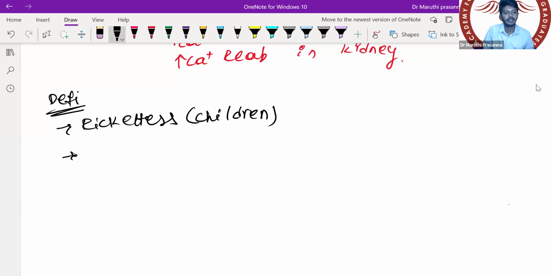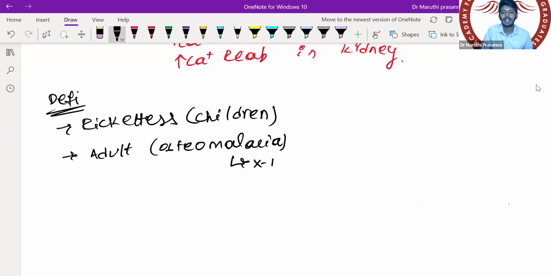Okay, let's talk about the next one, that is your adults. So in the adults, what disease do we get? We call it osteomalacia. So less exposure to sunlight will lead to osteomalacia in adults. In osteomalacia in adults, there is one X-ray sign which you need to remember. What is the X-ray sign in osteomalacia? I have taught it in biochemistry itself. Come on, tell me what is that?